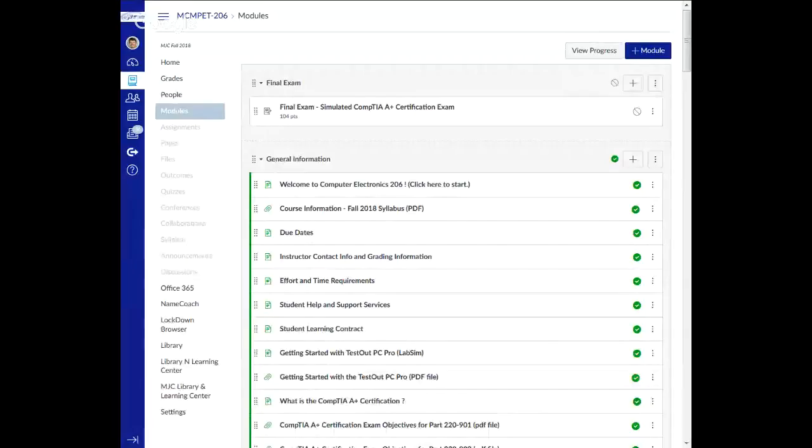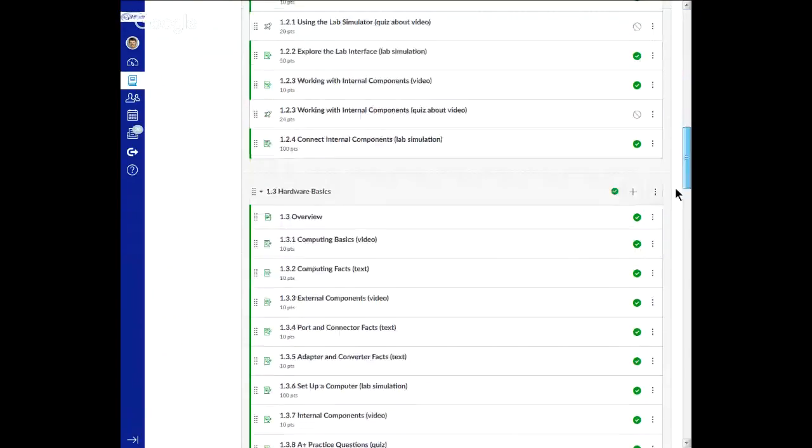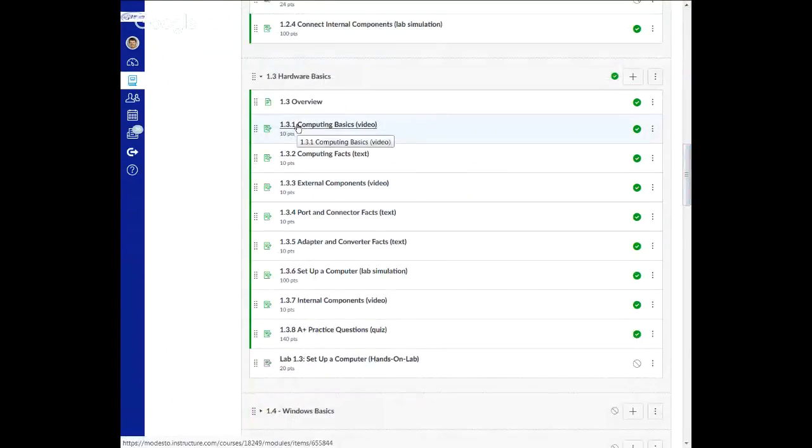Okay, now if we go back to modules, let's go ahead and put the screen share back here. There we go. Now, we have this section, so that was 1.3.1 computing basics. And then there's something that says computing facts.